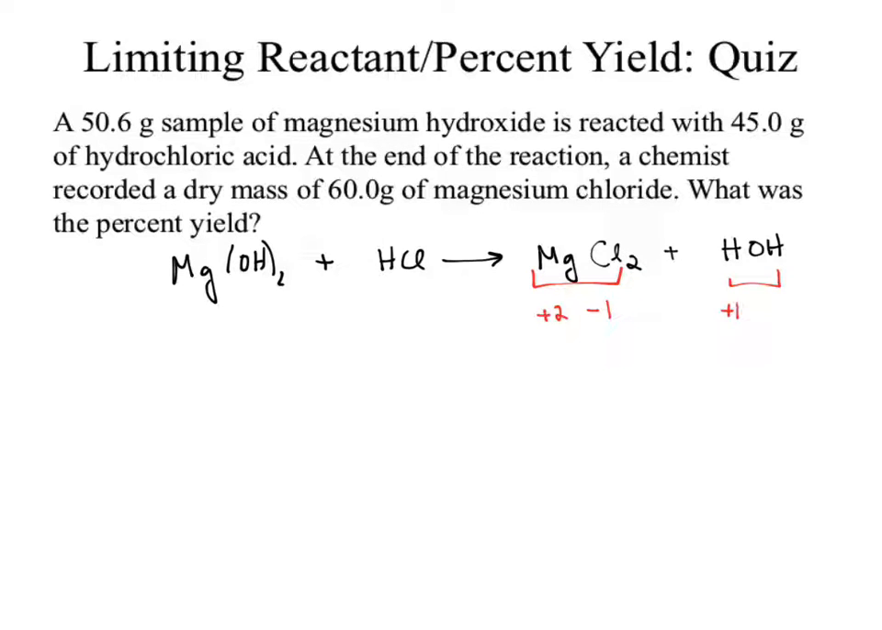Hydroxide is -1. Is that formula correct? Yes. Now that I've predicted my products, I can go through and balance the equation. Is the equation balanced? No. Quickly, what we would need is 2 HCl, and officially 2 water.